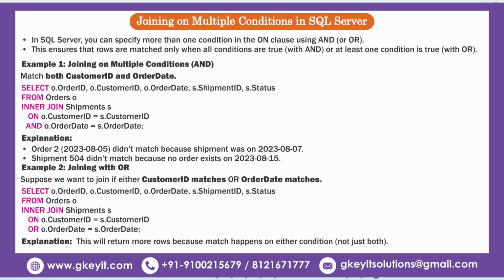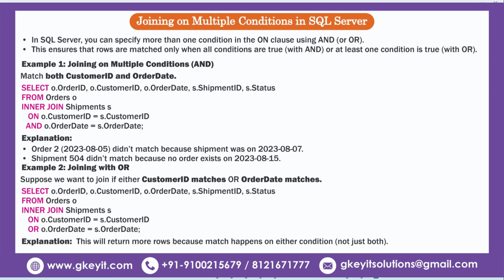Coming to example 2, joining with OR. Suppose we want to join if either customer ID matches or order date matches. If any one matches, we can display the data. Here is the query. Instead of AND, we have used OR in the same query. Explanation: this will return more rows because a match happens on either condition, not just both. In an AND condition, both conditions have to be met. In an OR condition, any one condition, either the first or the second, needs to be met and the data is displayed.